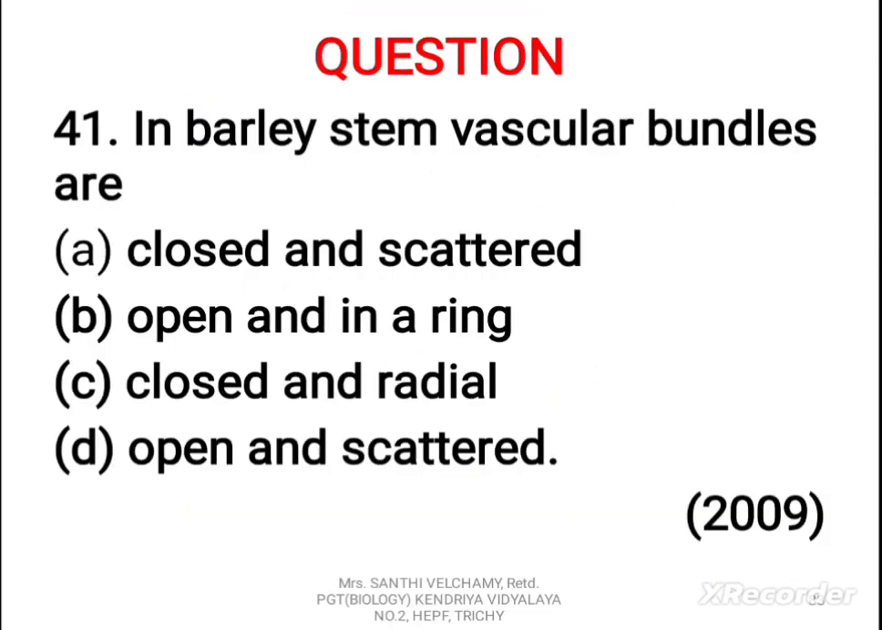Next, the 41st question. In barley, stem vascular bundles are A. closed and scattered, B. open and in a ring, C. closed and radial, D. open and scattered. The correct answer is A, closed and scattered. Barley is a monocotyledonous plant. The vascular bundle of the stem is conjoint, collateral, exarch and closed because the cambium is absent. It also has scattered vascular bundles throughout the ground tissue.